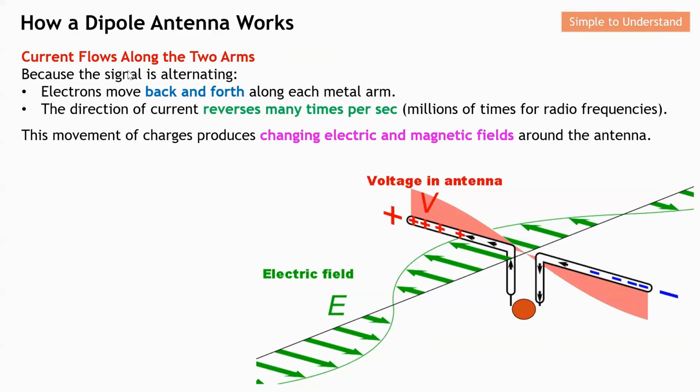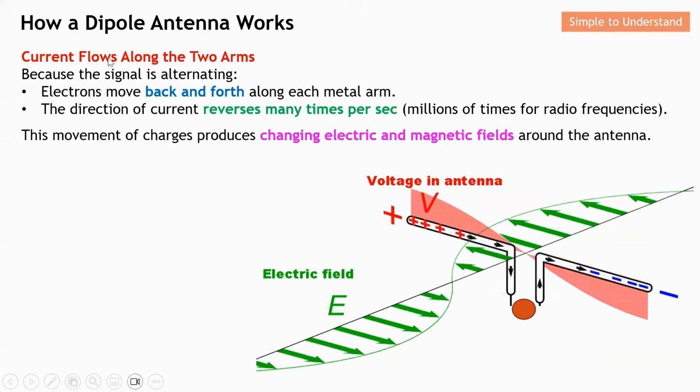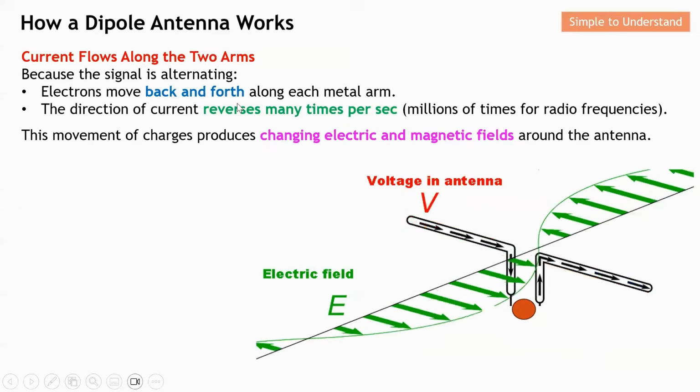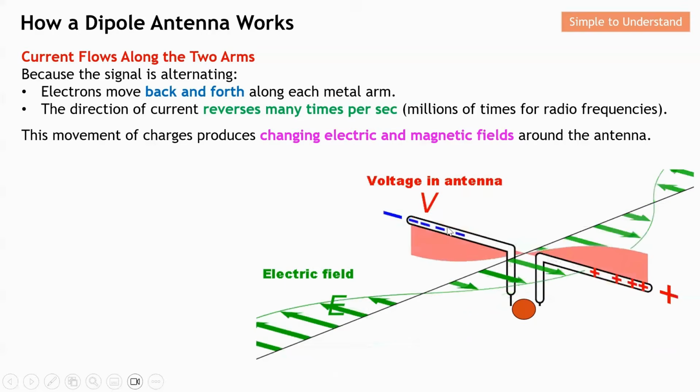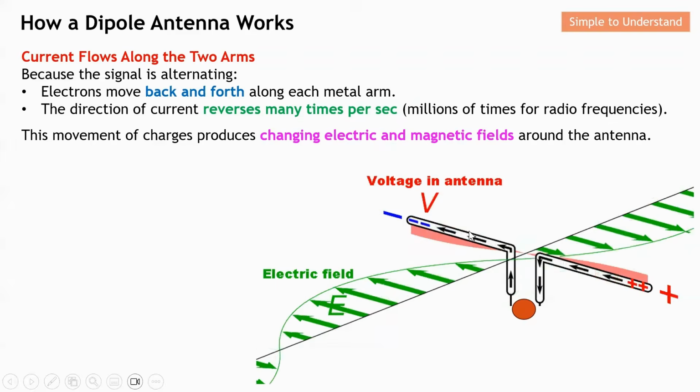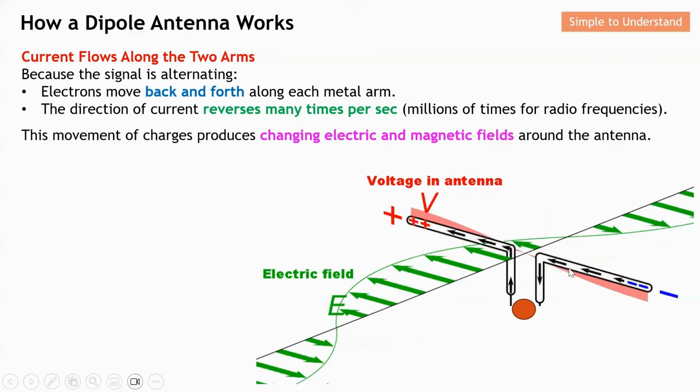Next, current flows along the two arms. These are the two arms. Like I mentioned earlier, these are the two conducting materials of the dipole antenna. Let's take a look at this diagram to understand better. Because the signal is alternating, electrons move back and forth along each metal arm. As you can see from here, this is the direction of the current flow. You can see that the current flows forward and back along this arm of conducting material, and the same for the other arm.